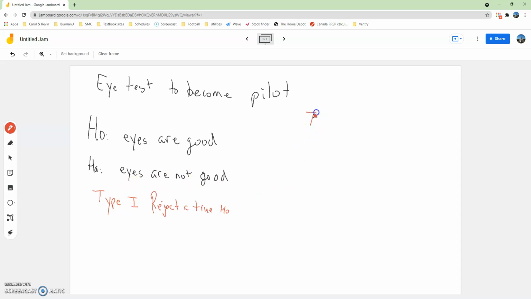Whereas a type 2 error is not rejecting. The opposite. Basically saying it's good when it's actually bad. Not rejecting when you should.